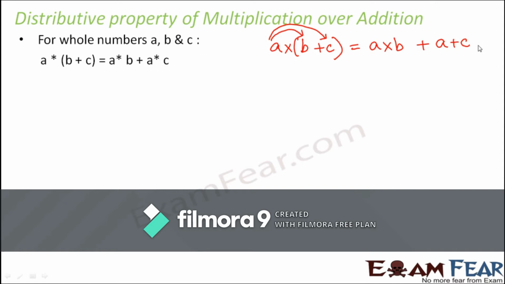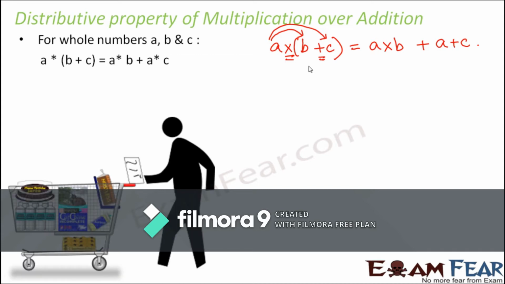So A into B plus A into C. That is why it is the distributive property of multiplication over addition. So that is why it is called so. Now you might be thinking, why do we need such a complicated property at all? Why do we need this distributive property? So let me give you a real life example.